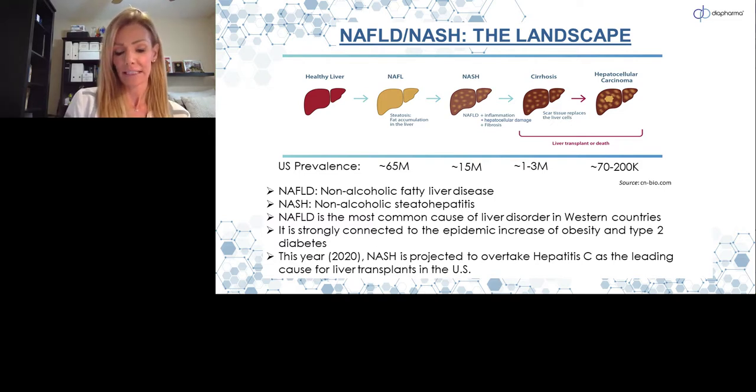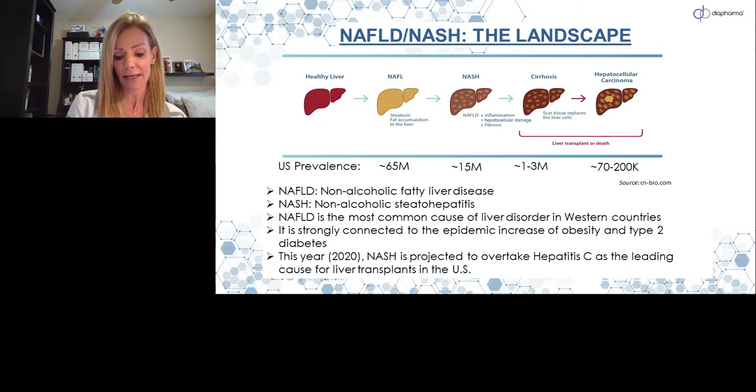Non-alcoholic fatty liver disease, or NAFLD, is an umbrella term that refers to a spectrum of conditions where there is accumulation of excess fat in the liver of people who drink little or no alcohol. It is a progressive disease that starts with relatively benign fatty liver or steatosis. About 20% of individuals with NAFLD develop non-alcoholic steatohepatitis, or NASH, which is a more aggressive form of the disease.